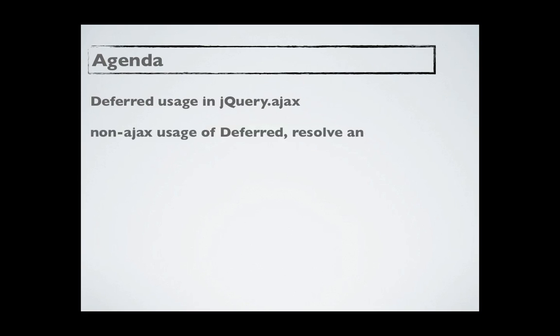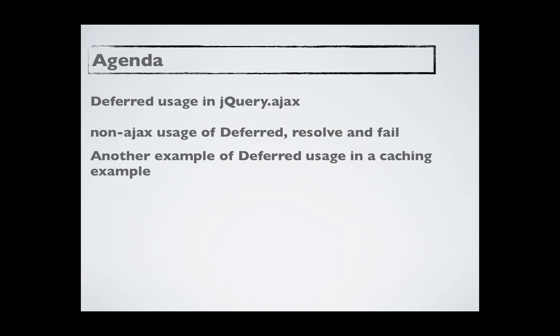Here is the agenda. We will look at how to make use of deferred in jQuery Ajax, and then we will look at a non-Ajax usage of deferred. In that segment, we will also discuss the resolve and fail methods of deferred. And lastly, we will look at an example of deferred usage in the context of caching.